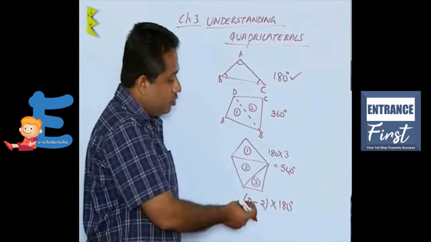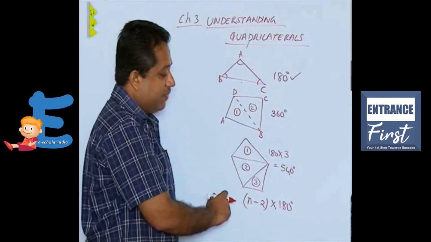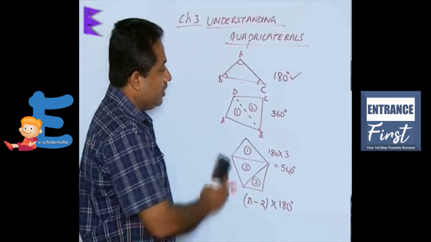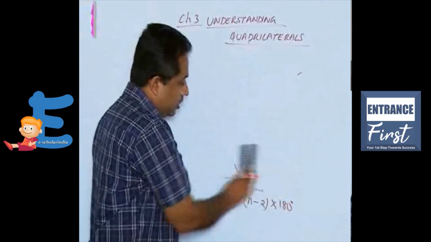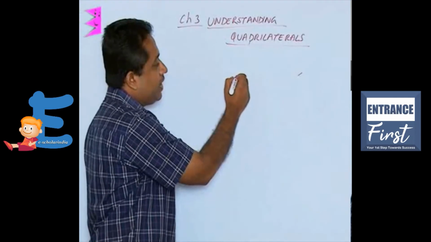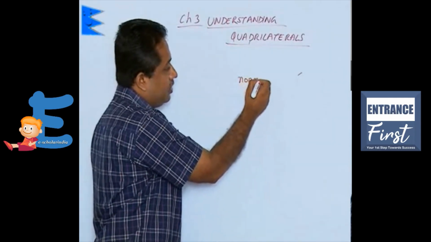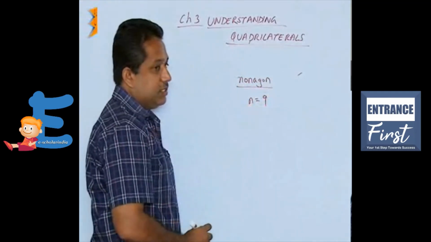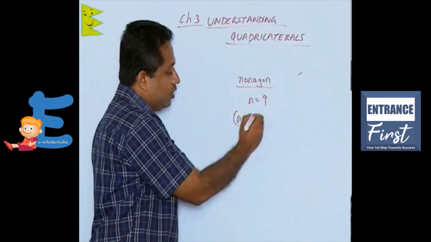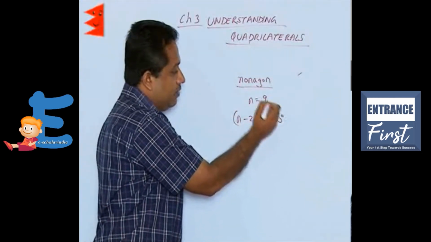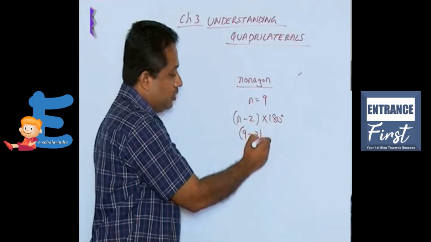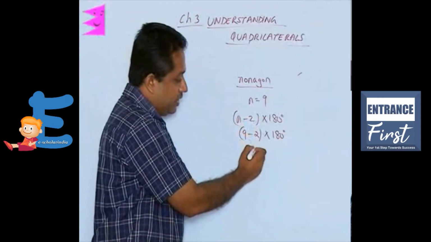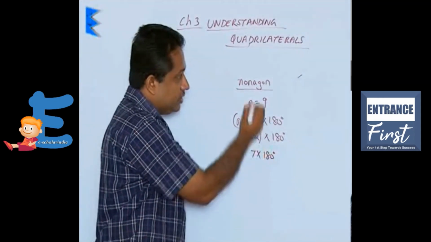Therefore, in the exam you could be given n number of sides, and it is very easy to find out what will be the sum of angles of the figure. Let us say the example, if we want to find out the sum of angles of a nonagon. A nonagon, as we are aware, is a figure which has 9 sides. So using the formula (n minus 2) into 180, n value is 9, so (9 minus 2) multiplied by 180 degrees. So 180 into 7 will give us the sum of angles of this nonagon.